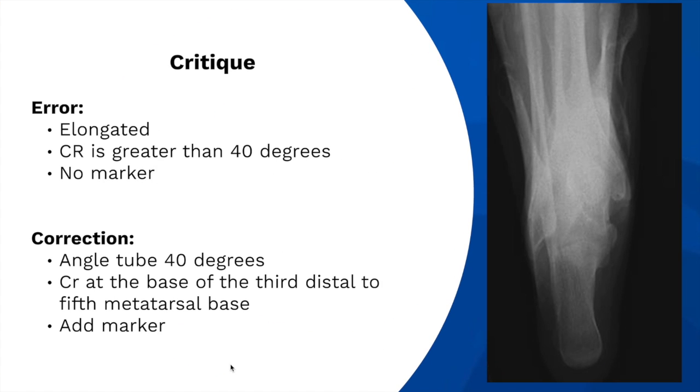Here we have an image that has a few errors. The foot is elongated because the CR is greater than 40 degrees, which causes the talocalcaneal joint to be covered by the fifth metatarsal base, and there is no marker on this image. To correct this image, you will have to add a marker, angle the CR 40 degrees in order to have no distortion of the calcaneal tuberosity, and the joints to be open without superimposition.